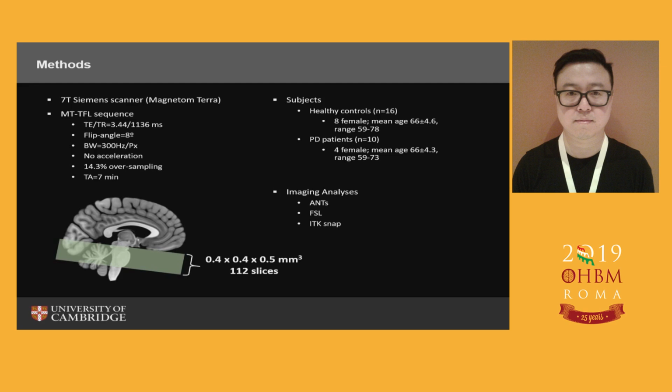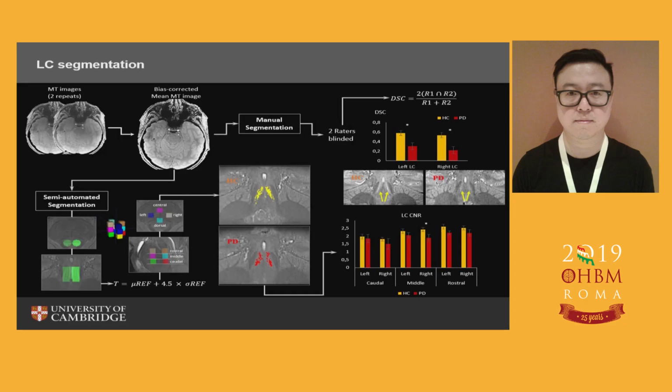So our team in Cambridge initially scanned 16 healthy controls and 10 PD patients using the MT sequence, and we acquired 112 slices with a very high isotropic resolution. The sequence takes about 7 minutes for each run and is well tolerated by both controls and patients. Two repeats of the MT images were acquired and averaged to further improve the SNR.